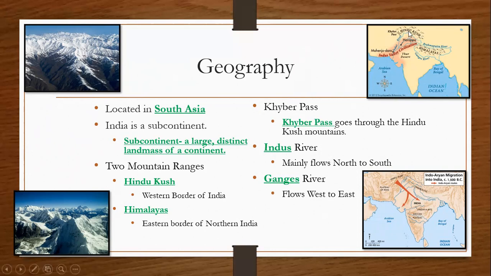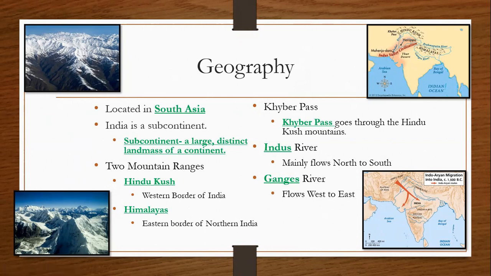So that is, if you're looking at the map, this right here, up here. And then the Himalayas, which is in the northeastern side. That is the mountain range where Mount Everest is located. There is also the Khyber Pass, which cuts through the Hindu Kush Mountains. It gets you into the rest of Asia.